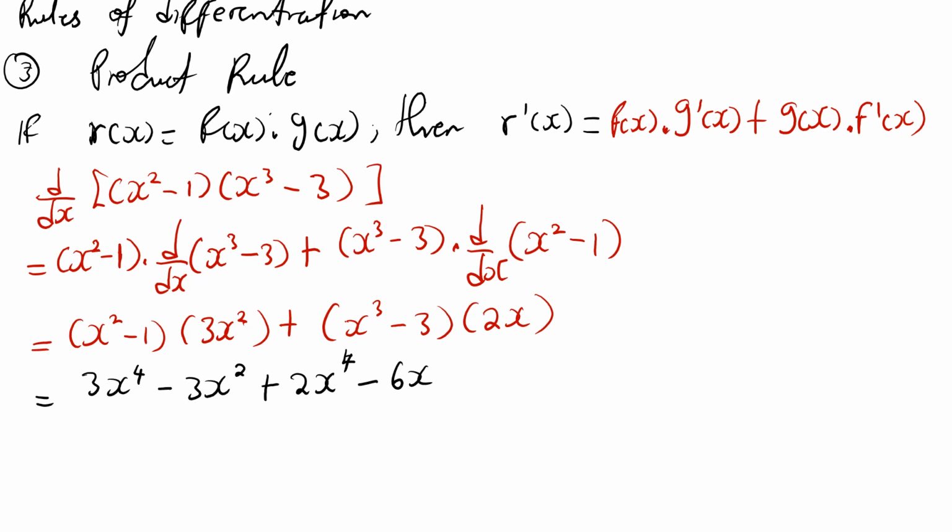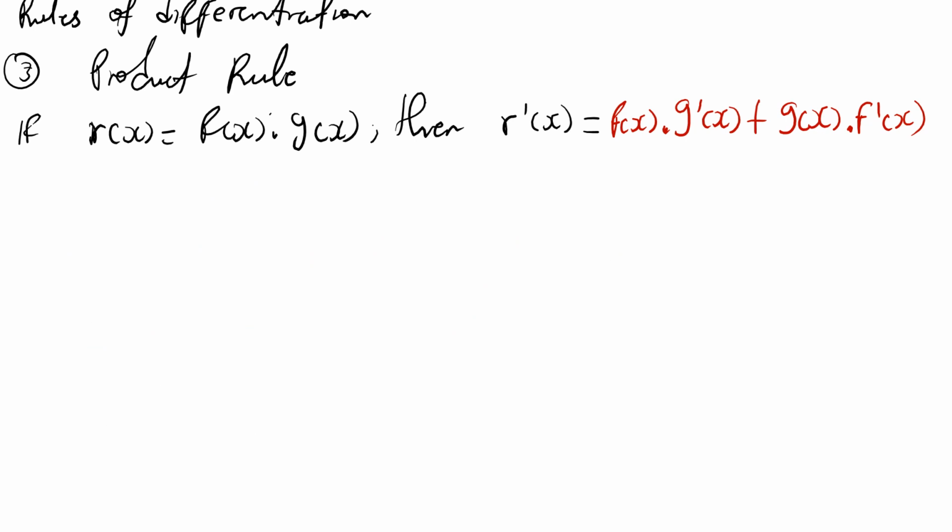So let's add or subtract our like terms. So we have 3x to the exponent of 4 plus 2x to the exponent of 4. This will give us 5x to the exponent of 4, and then minus 3x squared minus 6x. So this is our final answer. So this is how to apply the product rule. So let's do the last example on our product rule.